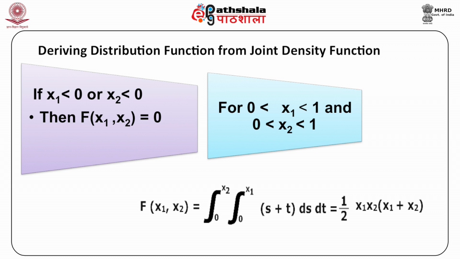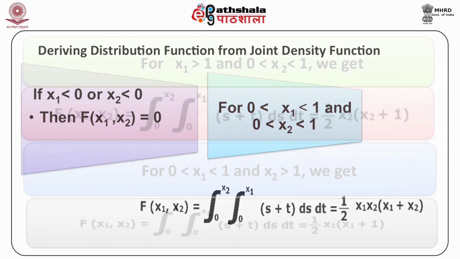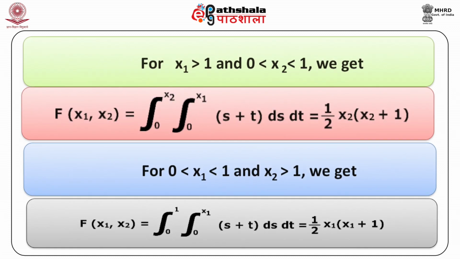First is 0 to x2, then 0 to x1, (s plus t) ds dt, which is equal to half x1 x2 (x1 plus x2). For x1 greater than 1 and x2 greater than 0 and less than 1, we get F(x1, x2) as the double integration 0 to x2, 0 to 1, (s plus t) ds dt, which is equal to half x2 (x2 plus 1).